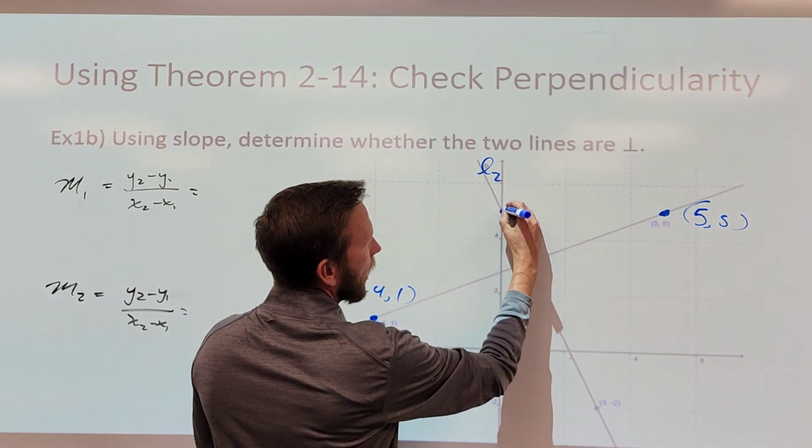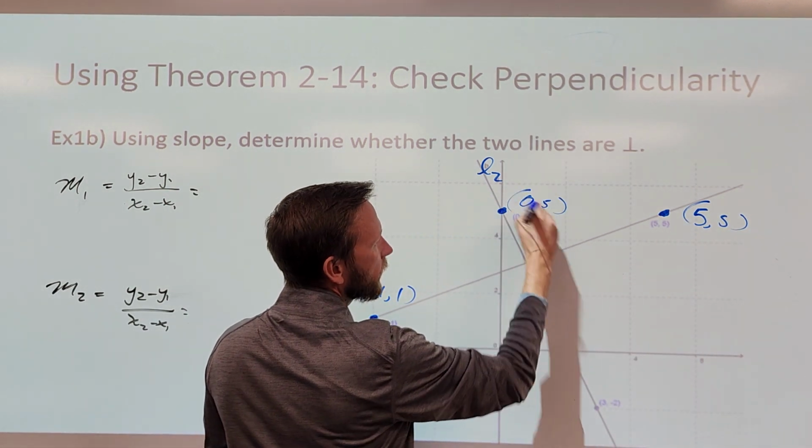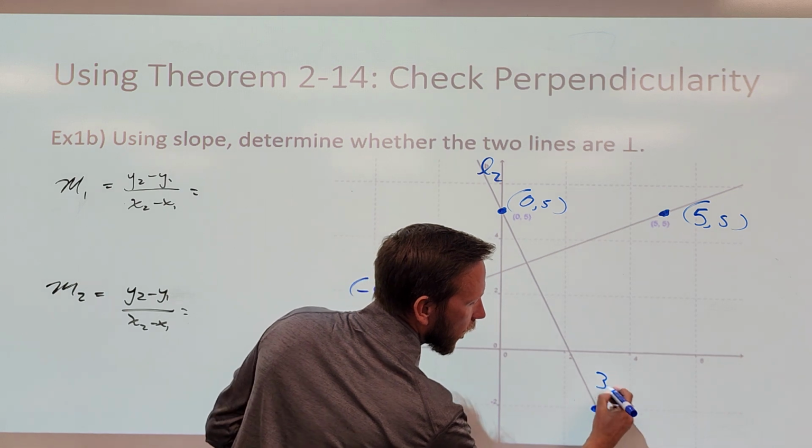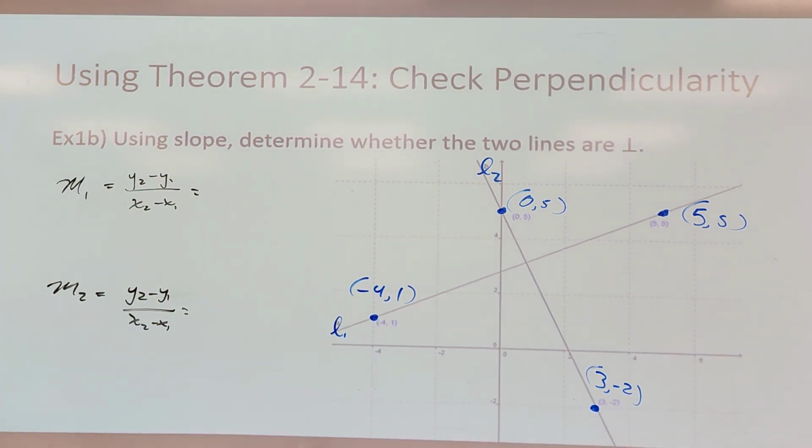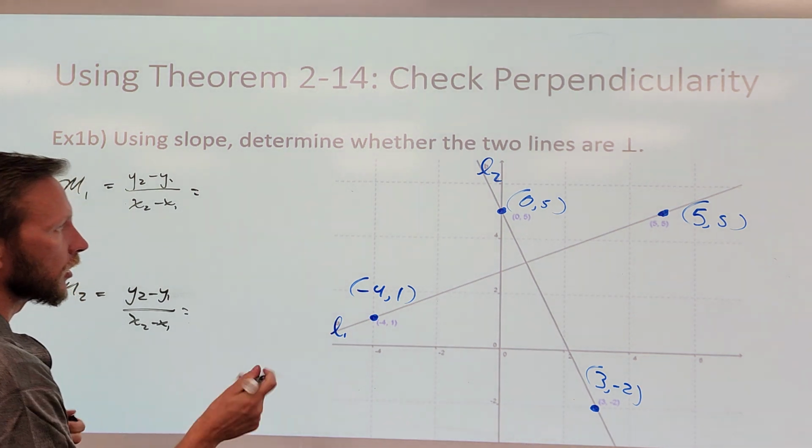On line 2, I've got (0, 5), and then I've also got (3, -2). You can plot those on your graph paper, use a ruler to connect those dots so that you can draw those effectively in your notes book.